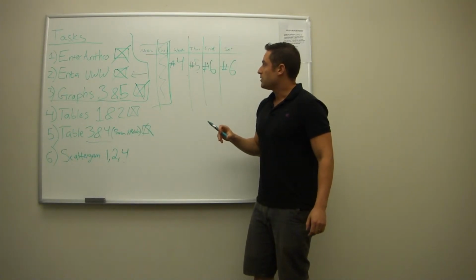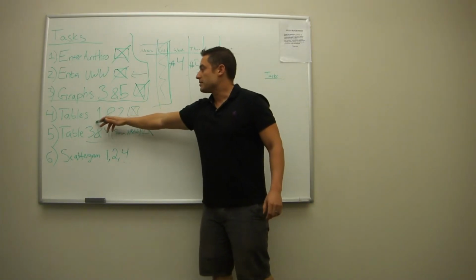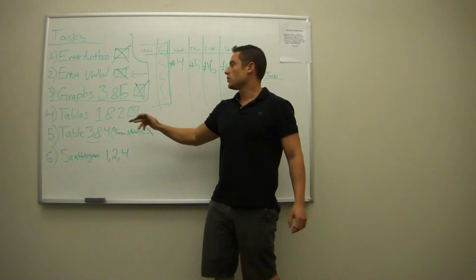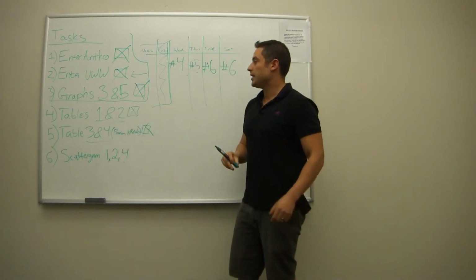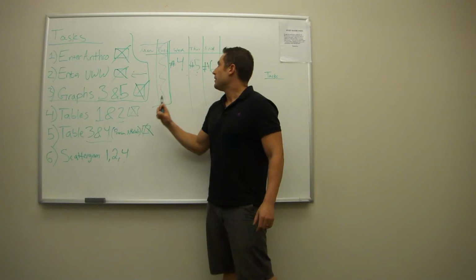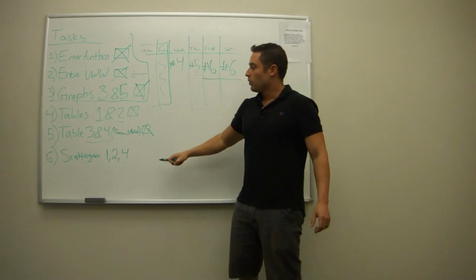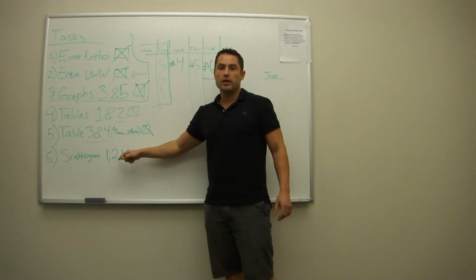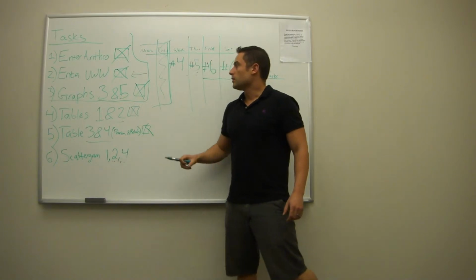Okay, Wednesday is number 4, and that's tables 1 and 2. All right, tables 1 and 2 for Wednesday. For Thursday, that's tables 3 and 4. And then for Friday and Saturday, we're going to do scattergrams 1, 2, and 4. All right? So that's a little recap.